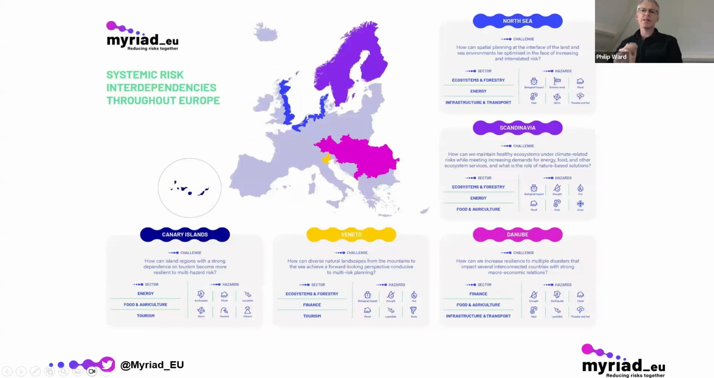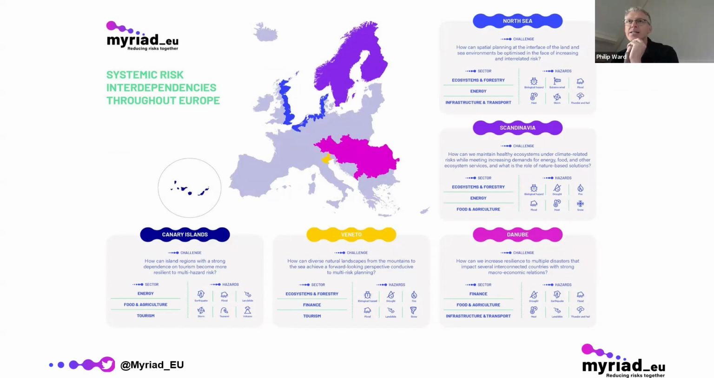Thank you very much. So finally, I introduce the MYRIAD EU project. My name is Philip Ward. I'm a professor of multi-hazard risk at the Free University in Amsterdam. And we are leading this project in Amsterdam. It's a consortium of 20 different organizations, from research to industry to policy, NGOs, and so forth.